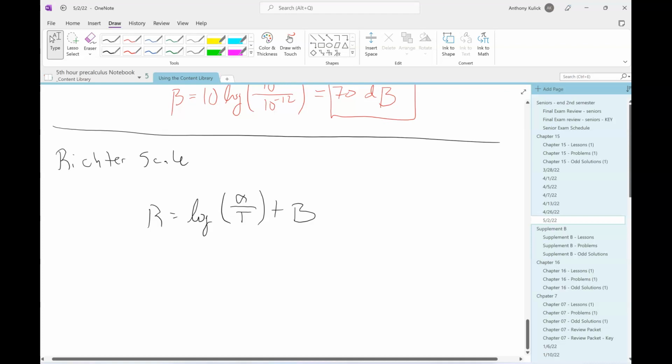So this is the Richter scale. R is the magnitude of the earthquake. The alpha is the amplitude, and we usually measure amplitude in micrometers.